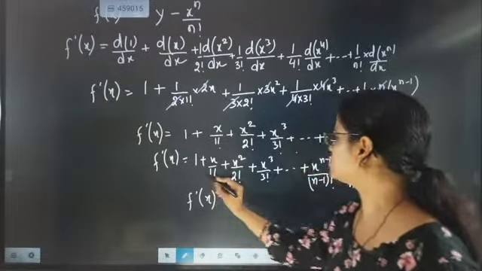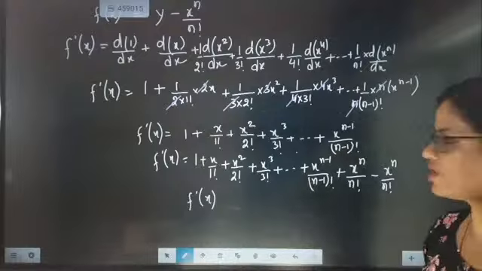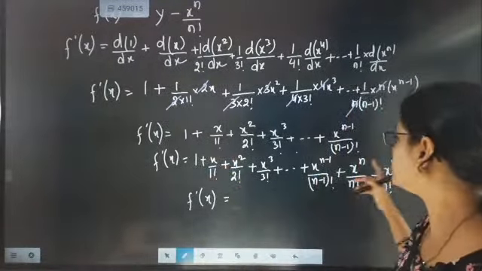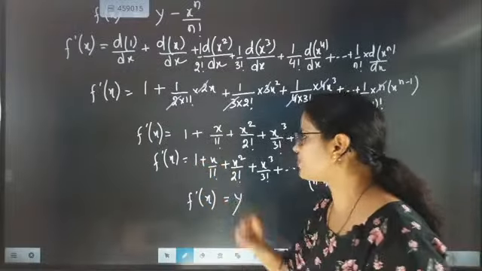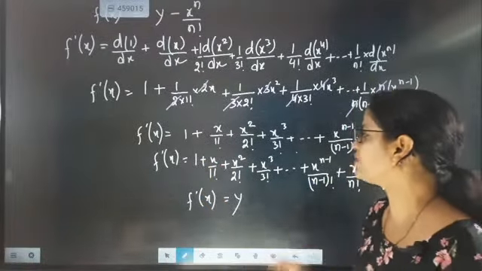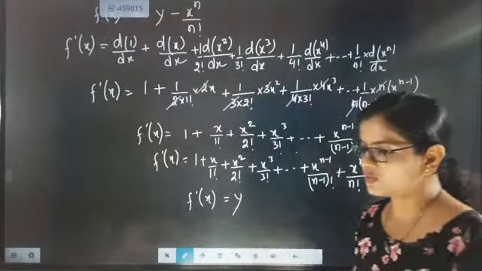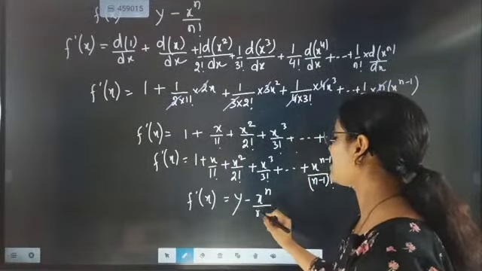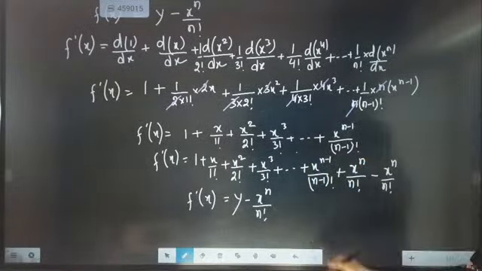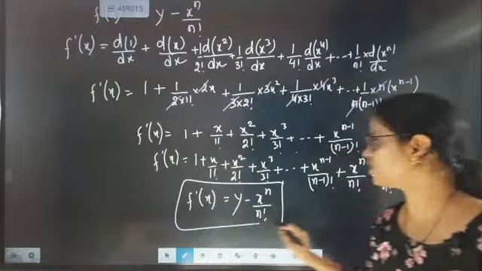f dash x will be, this total part will become what? This total will become equal to y, because exactly in the question this was written as 1 plus x by 1 factorial plus x square by 2 factorial. This part was totally equal to y, and then here you have to write beta, minus what you exactly added and subtracted left over, and this is what you had to prove.